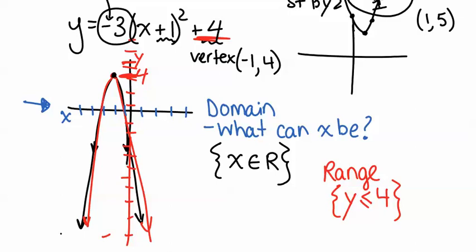So for the domain and range, we need to know a critical point on our graph, like the vertex. We need to know the direction it will open, and then that's pretty much all the information we need to gather for domain and range.